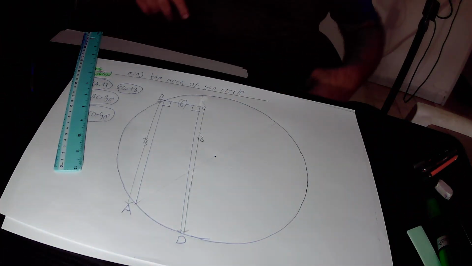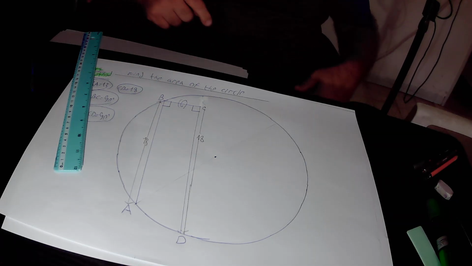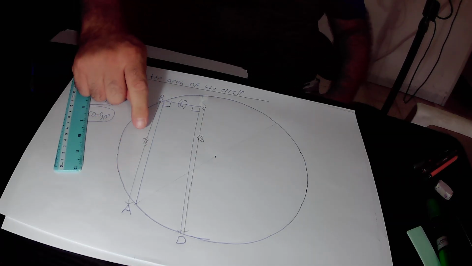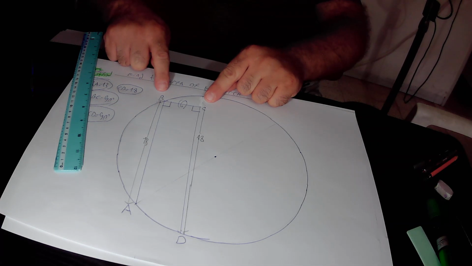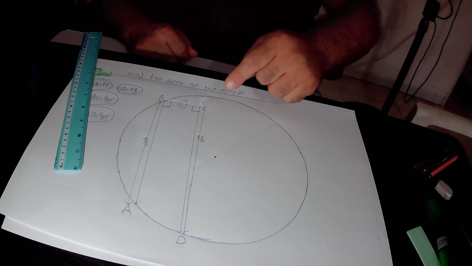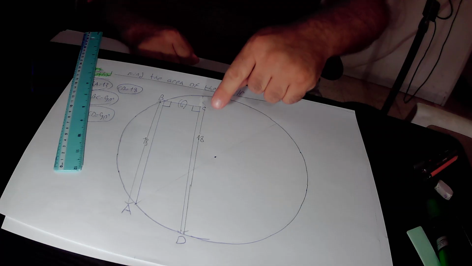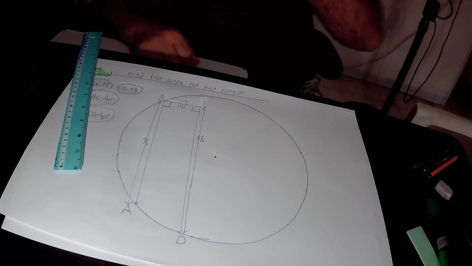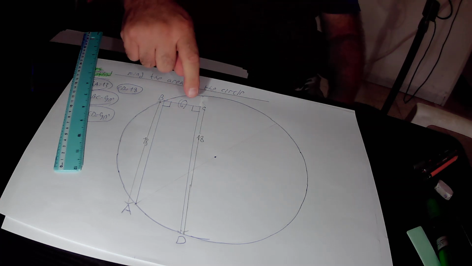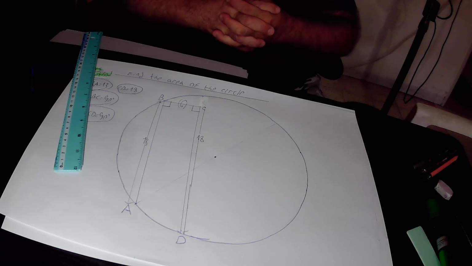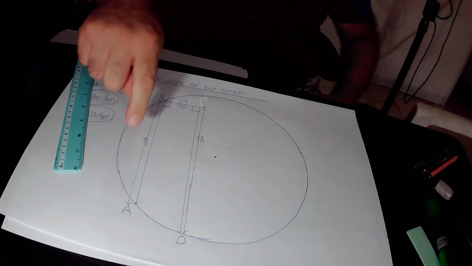And now in this lecture we'll find out the area of a circle using two different methods. In the drawing we have a circle. BA is equal to 13 units in length. Line segment BC is equal to 6 units in length. Line segment CD is equal to 18 units in length. Angle ABC is a right angle. Angle BCD is also a right angle. Again, our task is to find out the area of this circle.